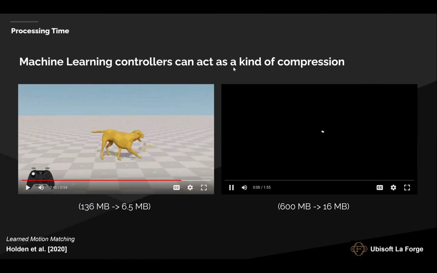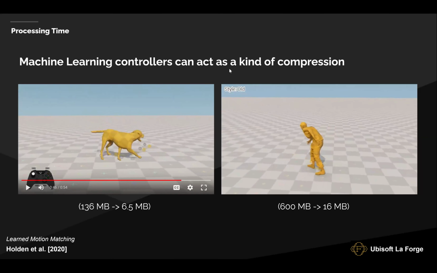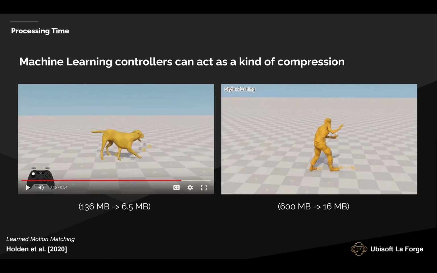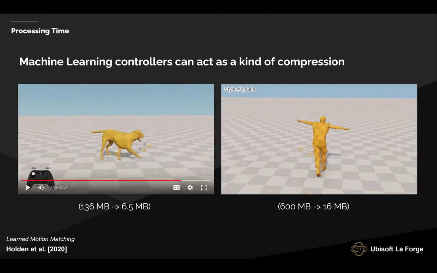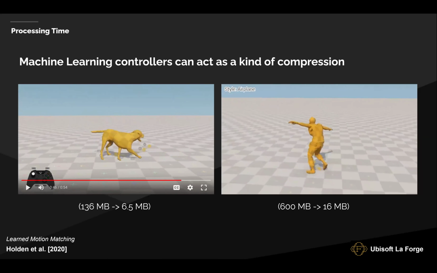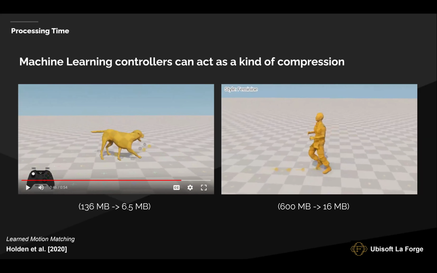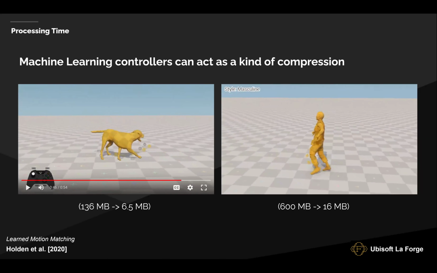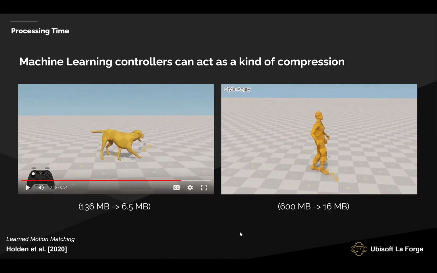So here's another example where we tried to push this to the limits. Here we captured a big database of, I think it was something like 30 different styles of walking. And we trained one machine learning model on all of this data. And so from 600 megabytes of animation data, we can go down to just 16 megabytes of neural network weights. So we can also get pretty good in terms of memory.